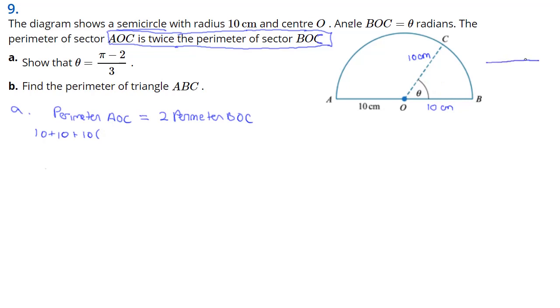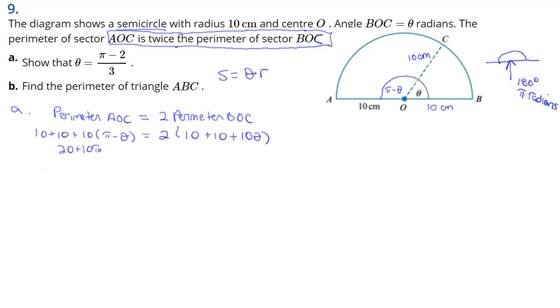AOC's perimeter is going to be 10 times (pi minus theta), and keep in mind that a straight line is 180 degrees, or pi radians. So that means if theta is on the one side, then pi minus theta must be over here on the other side, because together they must equal pi. And so then I've got 10 times (pi minus theta), and that's going to equal 2 times (10 plus 10 plus theta times 10), because remember for the sector, the arc length is equal to theta times the radius.